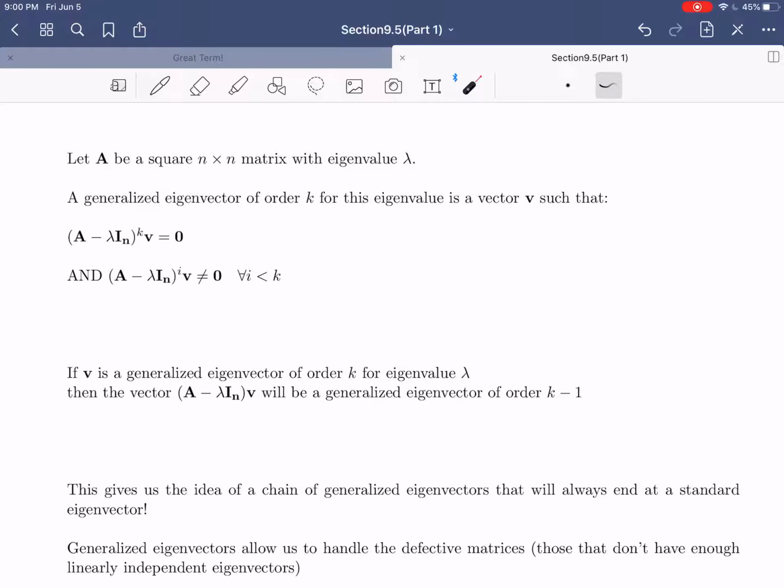In today's video, which will be our last content video of our term, we'll be taking a look at section 9.5 from your textbook, which investigates how to deal with a defective coefficient matrix when solving a system of linear differential equations. Before we get into the content of this video, the general idea here is that when we have a defective coefficient matrix, we basically are in a situation where we don't have enough linearly independent eigenvectors.